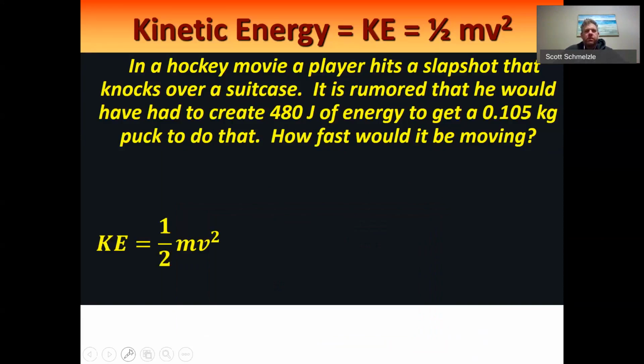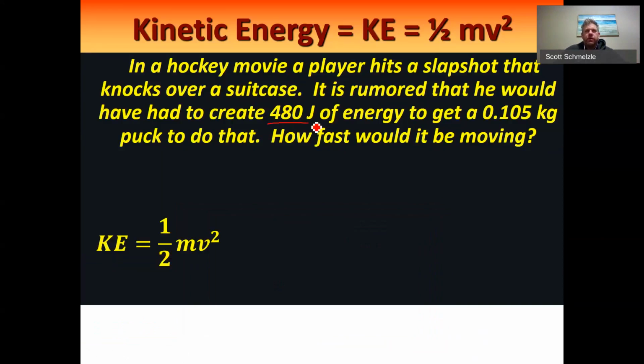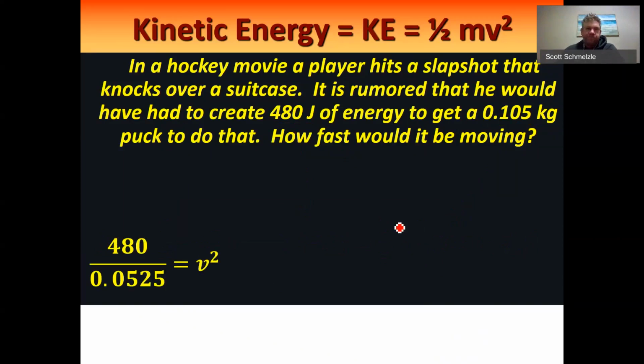Now, the nice thing about this equation for us here is that we have energy and we have a mass, and we want to know how fast. When we plug our information in, we get 480 joules of energy, so that's our KE. And then the mass just goes in the mass spot there.